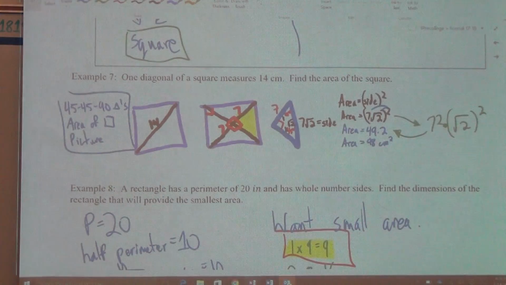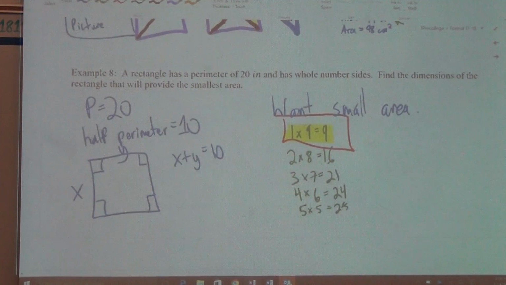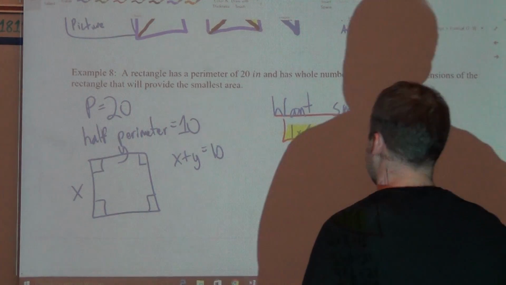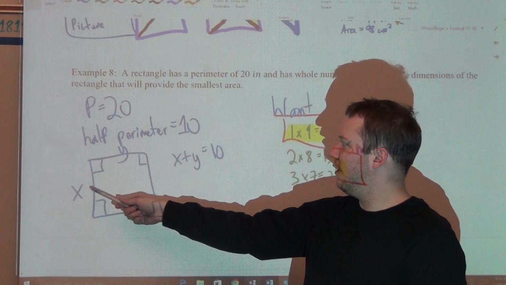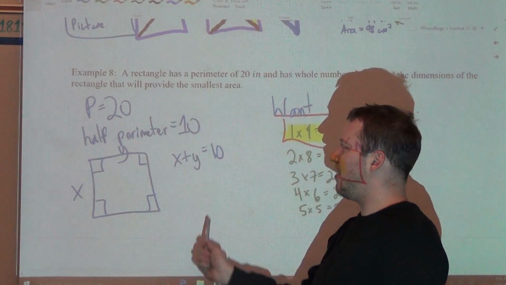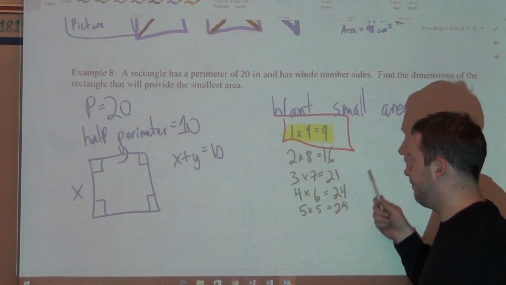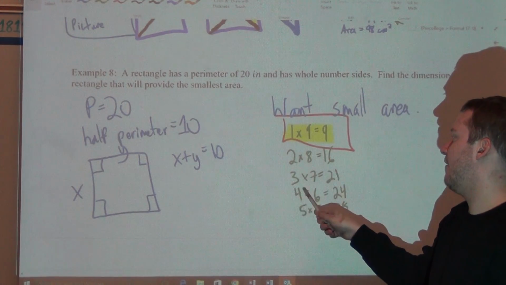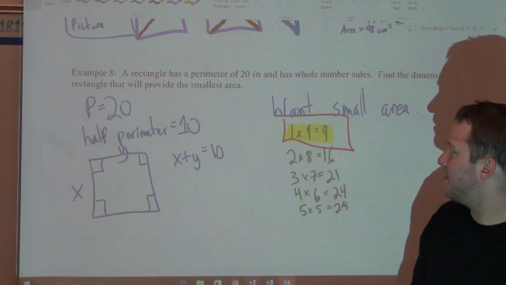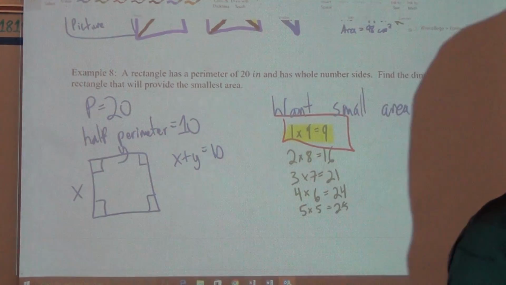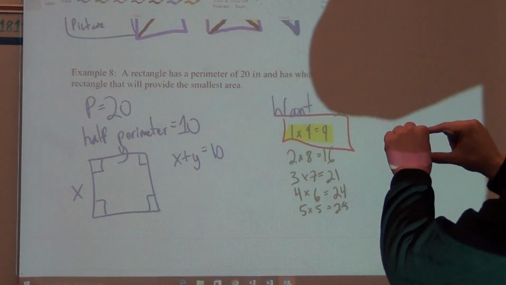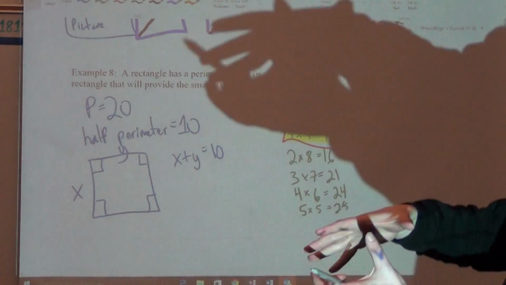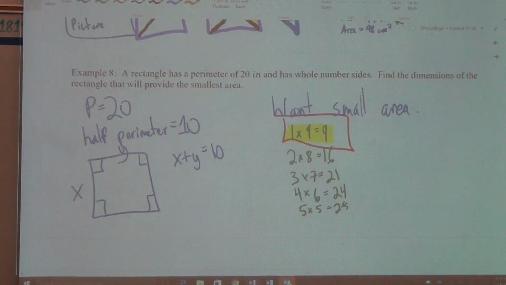For example 8, we're looking at finding a rectangle with a perimeter of 20 and whole number sides. We'll find the dimensions to give us the smallest area. If the whole perimeter is 20, we know that x plus y is half of the perimeter, so x plus y has to be 10. So we'll get it this way: 1 times 9, 2 times 8, 3 times 7, 4 times 6, and 5 times 5 would be our possibilities for a rectangle. The one with the smallest area would be 1 by 9. The most hot doggy of all those shapes, not the most hamburgery. That would give us the least area.